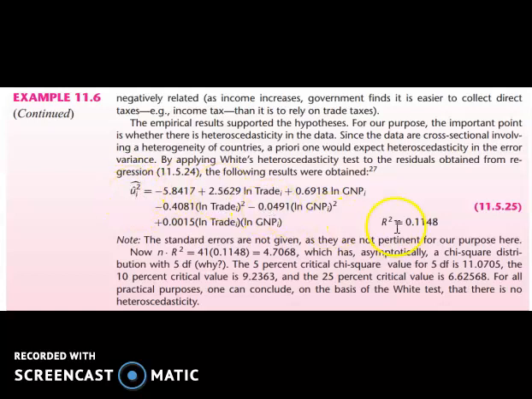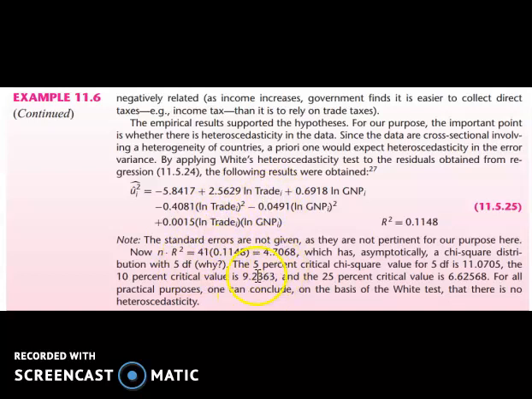From this we get R squared equal to 0.1148. We need to multiply with n, which is 41, and then you get the test statistic, which is 4.7068. This 4.7068, we need to compare with the critical value from the chi-square table, and here we are using degrees of freedom whereby, if you look at the parameters, it is 1, 2, 3, 4, 5, 6. So it's going to be 6 minus 1, so it's going to be 5, because it is 5 regressors.